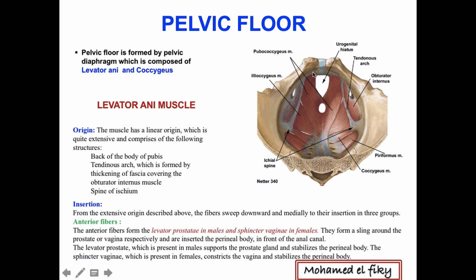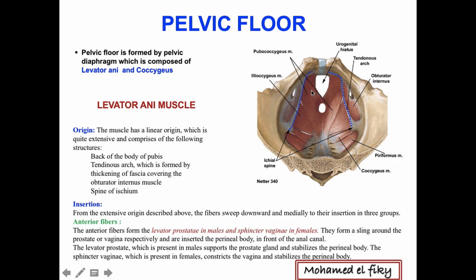It takes origin from the body of the pubic bone. It takes origin from this area called the white line. What is the white line? The muscle here is called obturator internus, covered by fascia called the obturator fascia, and from the obturator fascia the muscle fibers arise here. These muscle fibers take origin from this line, and also fibers take origin from the ischial spine. The muscles meet each other in the midline, leaving two openings, this one anterior and this one posterior.